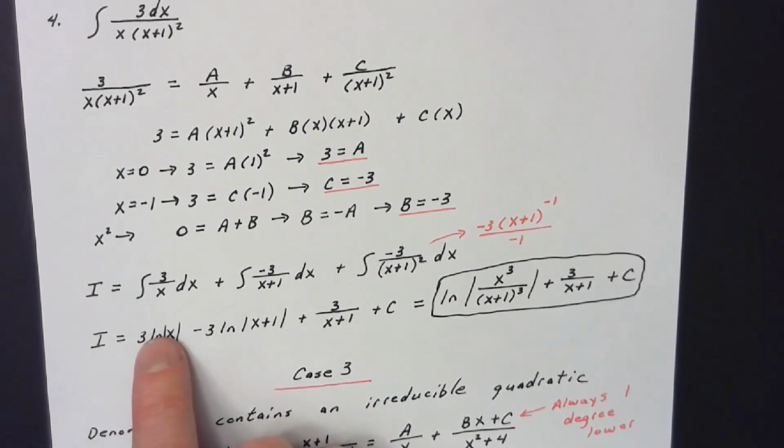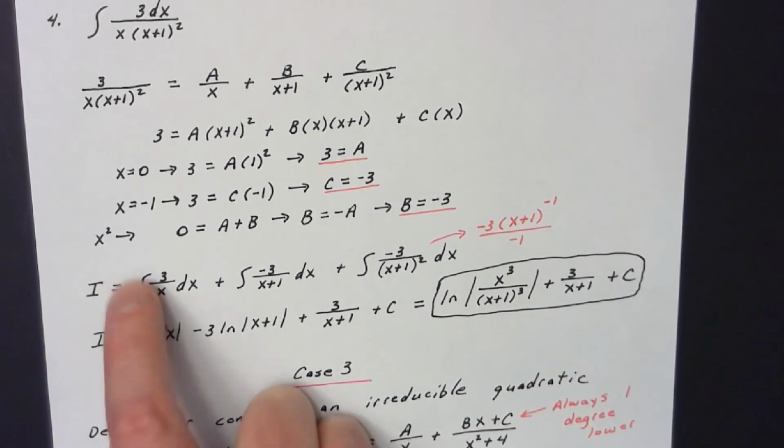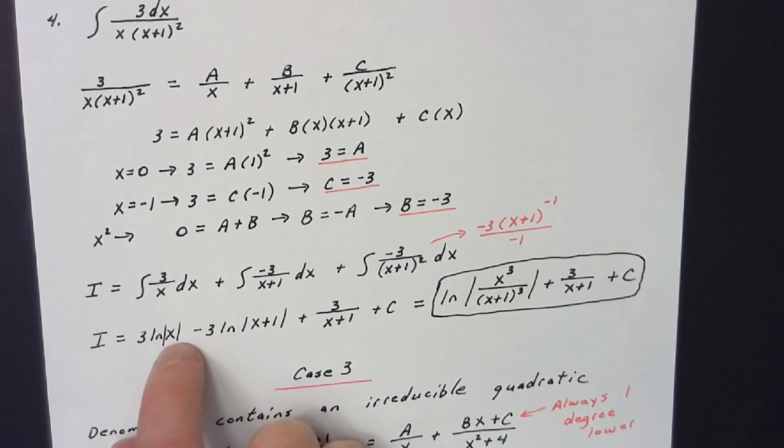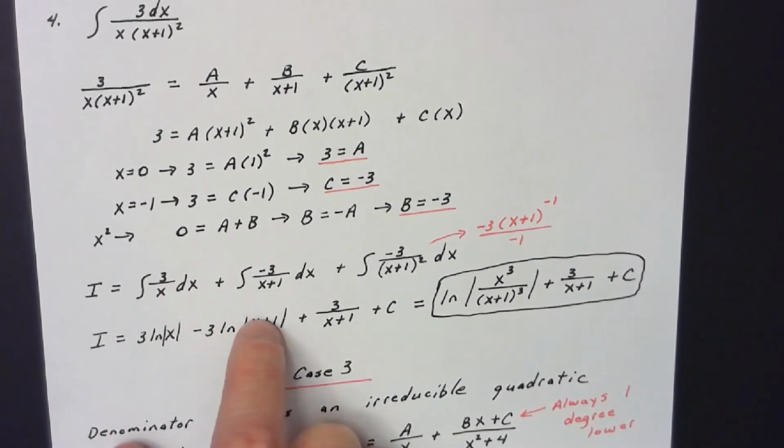You just say anytime the degree of the numerator and denominator differs by 1, it's going to be a natural log. Derivative of x is 1. You can pull the 3 out front and call that 3 natural log the absolute value of x. Minus 3 pulled out front, then you'd have the natural log the absolute value of x plus 1.